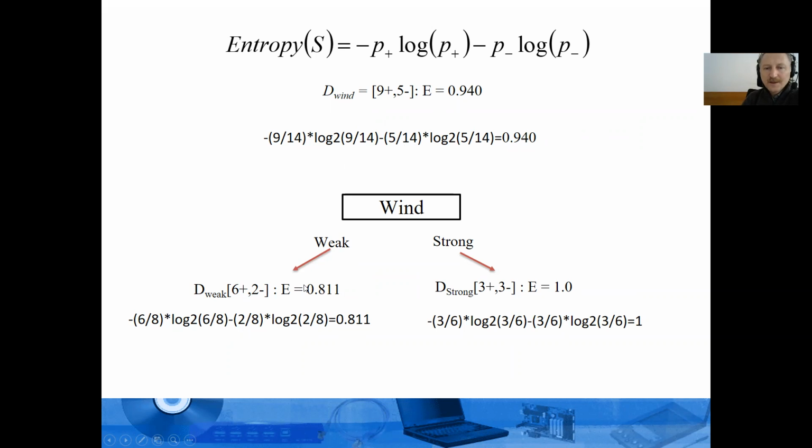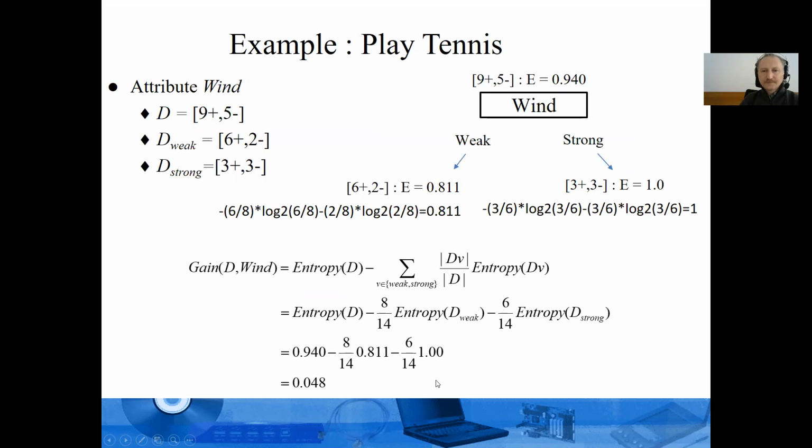For wind, entropy this one. For the wind weak, entropy this one. For the wind strong, entropy this one. You can calculate them by using the same entropy formula. When you find the entropy, now we will find the gain.